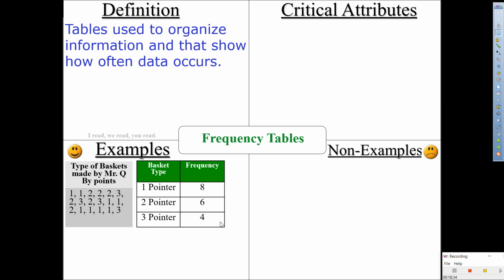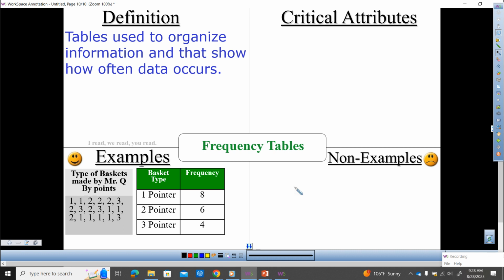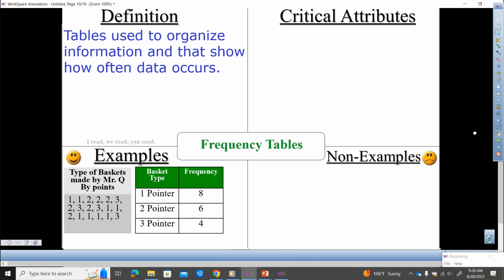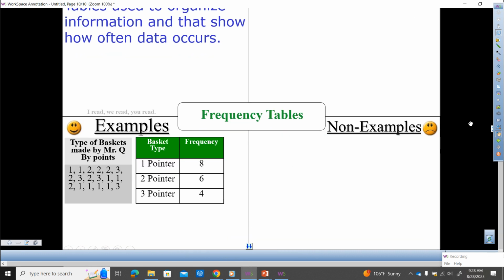Now, this kind of frequency table is known as a one-way frequency table. And let me show you why. Why, Mr. Q? What is it called a one-way frequency table? Well, because these you can total one way. So if I ask you how many total points did I score? How many total points did I score? Tell your neighbor how many total points.